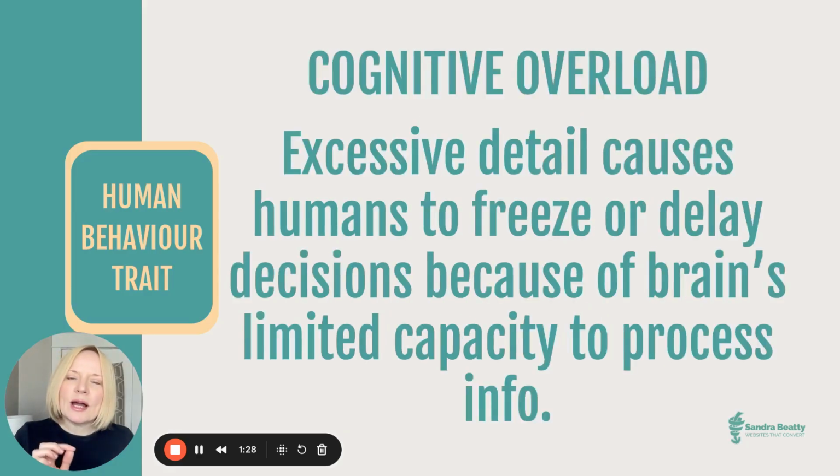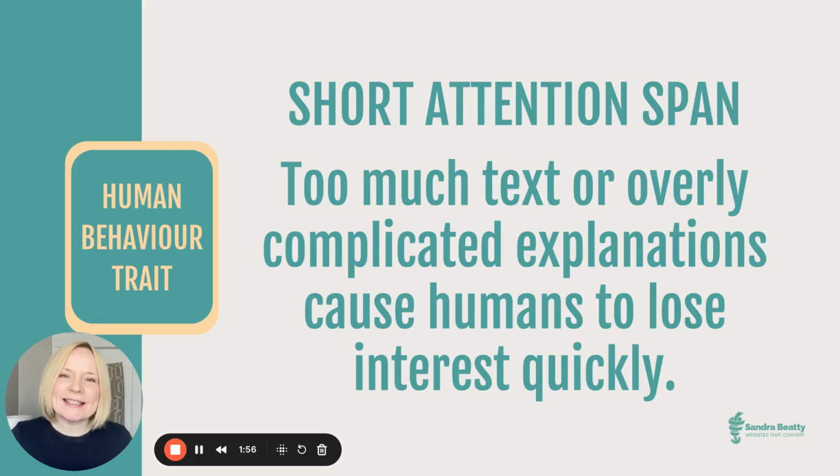Another human trait is cognitive overload. Our brains are very limited in the capacity they have to process information. So anything with a lot of excessive detail will cause humans to either freeze or delay making a decision. The third one is having a short attention span. You probably see it yourself, you may even experience it. Our environment is creating it, so that we get replies quickly, instantaneously. We get results quickly and instantaneously. And so our attention spans have become shortened, which means we're going to lose interest really quickly if we're not kept engaged.